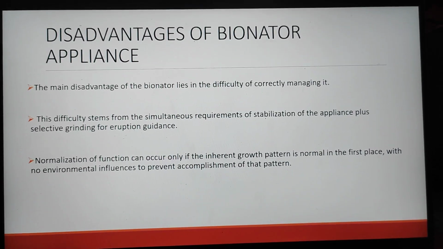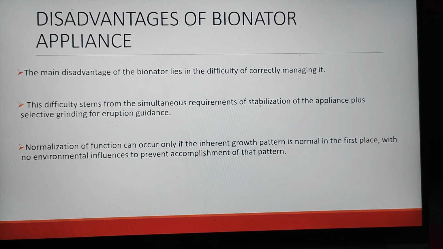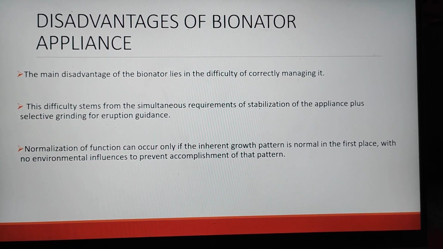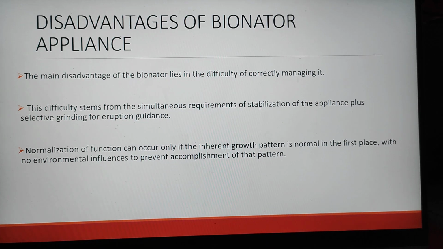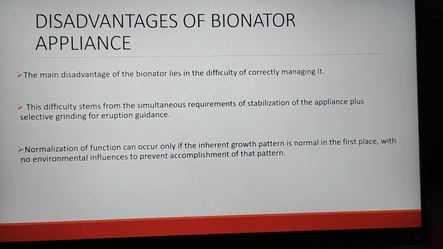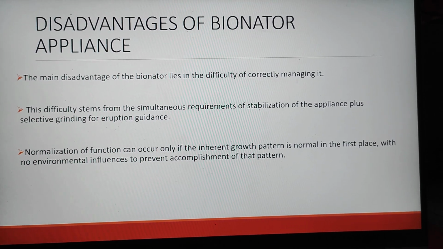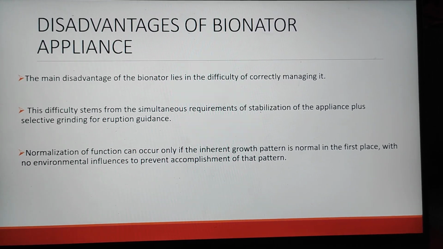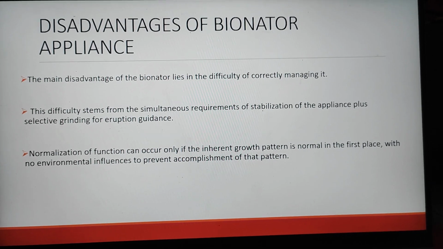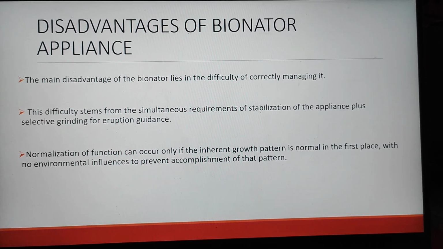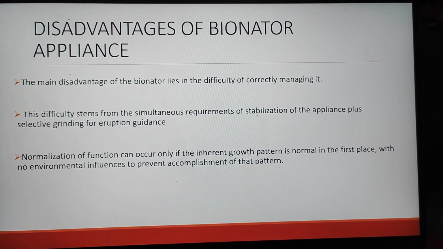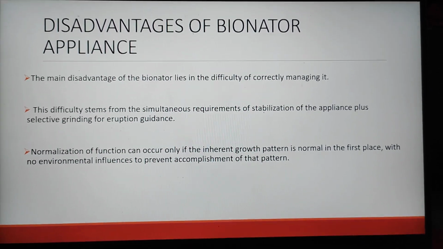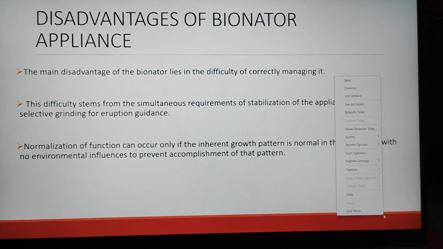However, there are various disadvantages of the bionator appliance. The main disadvantage of the bionator lies in the difficulty of correctly managing it. The difficulty stems from the simultaneous requirement of stabilization of the appliance plus selective grinding for eruption guidance, that is, for loading and for unloading. Normalization of function can occur only if the inherent growth pattern of the patient is normal in the first place, with no environmental influences to prevent accomplishment of that pattern.